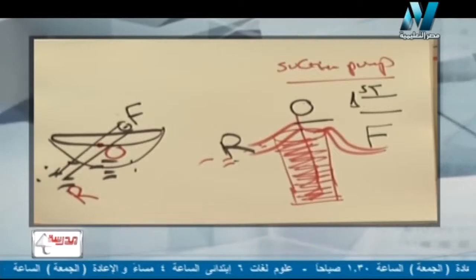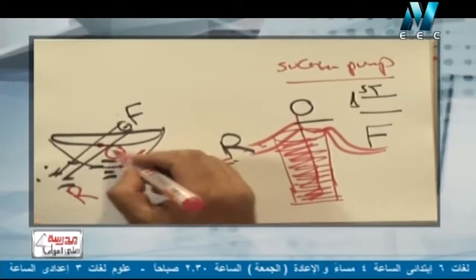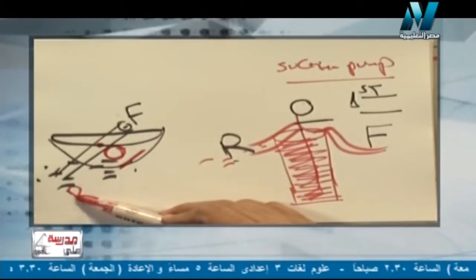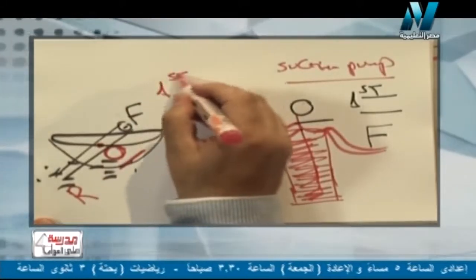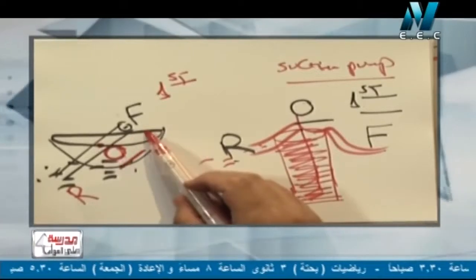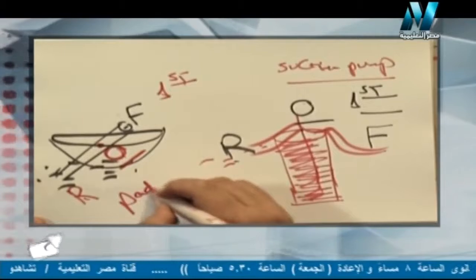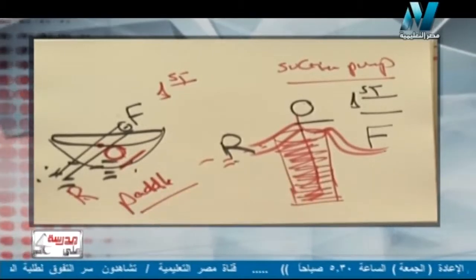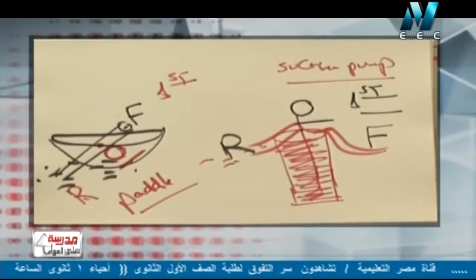So here I have what in the middle? مين هو اللي في المنتصف؟ Surely it will be O or the fulcrum between effort force and resistance force. So it will be what? It will be also first class lever. Why? Because it has O in the middle between effort force and resistance force. So المجداف بنعتبره ليه من النوع الأول؟ لأن عنده O between effort force and resistance force.